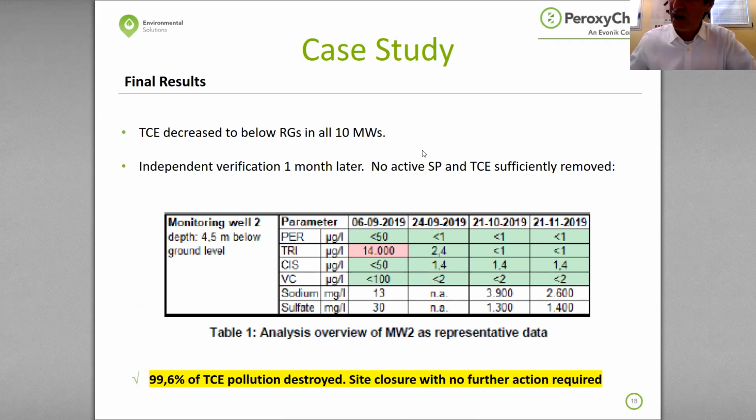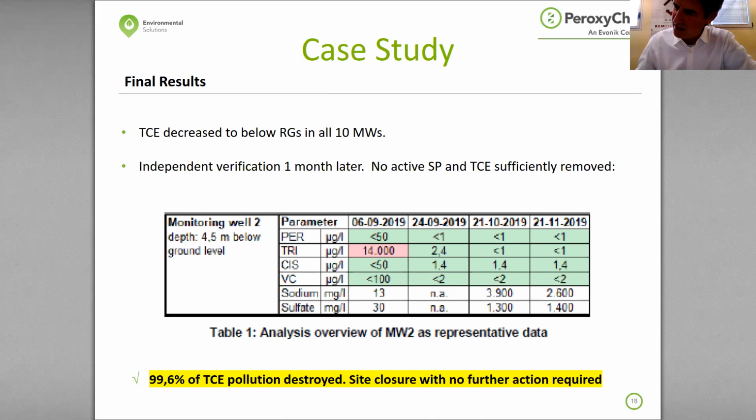Monitoring was conducted through 10 wells. TCE concentrations decreased to below the target levels in all of them. And 1 month later, an independent verification by the engineering consultants reconfirmed these positive results. They also concluded that there was no active sodium persulfate left in the system and that the TCE was sufficiently removed. The final results are summarized here in Table 1.